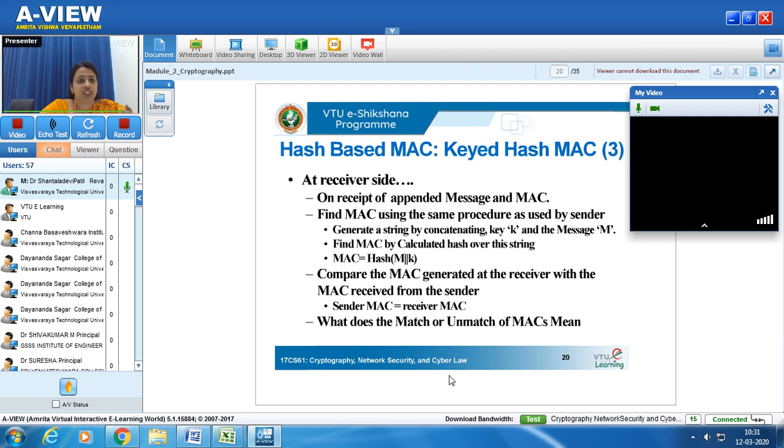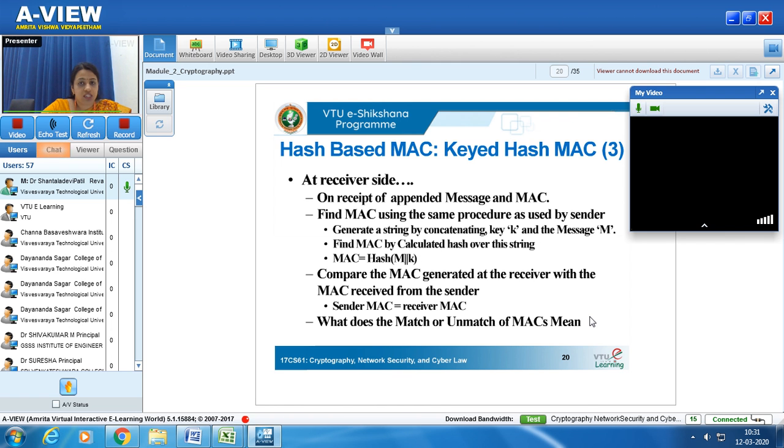Okay, at the receiver side, what is happening? On the receipt of the appended message with the MAC, what do we do? Can we reverse the hash? No, it has a one-way property, because we are not able to get back the original message. So we need to calculate the MAC at the receiver, using the same procedure that was used by the sender.